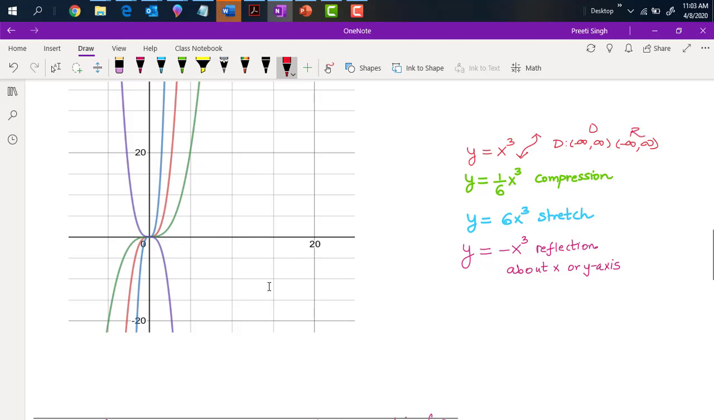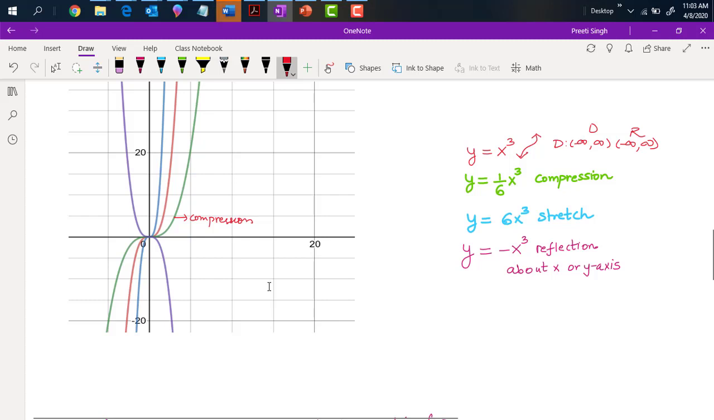When I multiply the graph by a number between 0 and 1, it compresses the graph. So as you can see, the green version is the compression, right? Because it's going down. It's slowly rising. It's not going as fast as the red one. Then you have the blue one, which is a stretch.